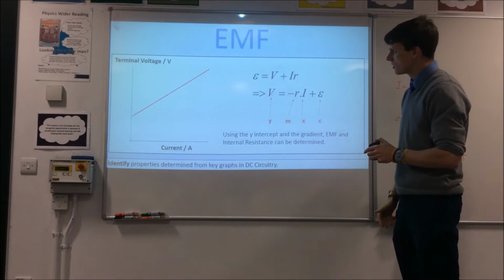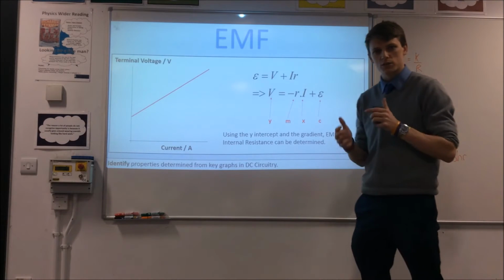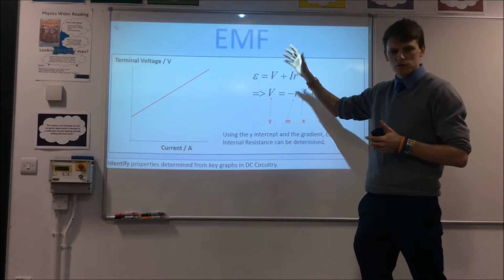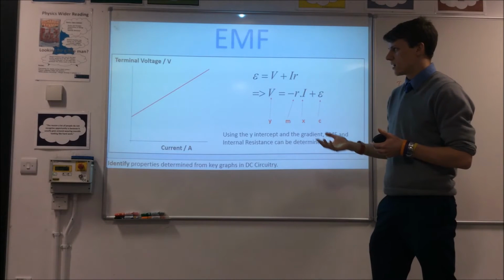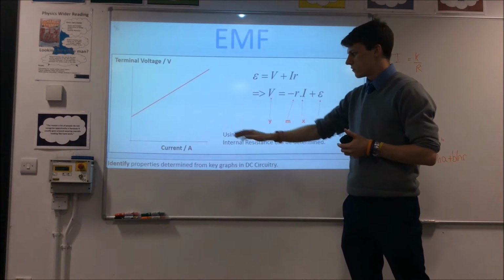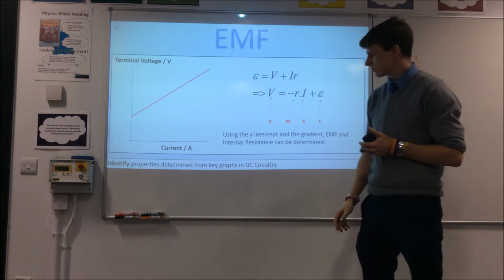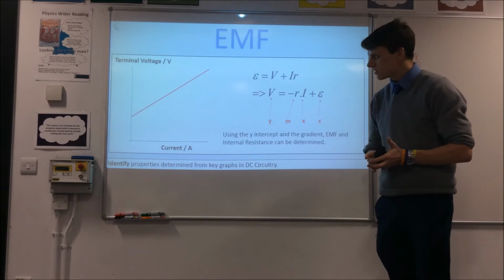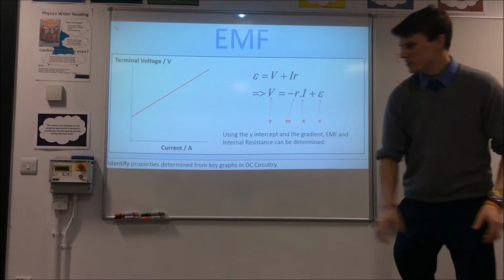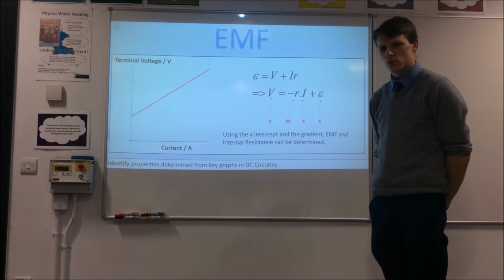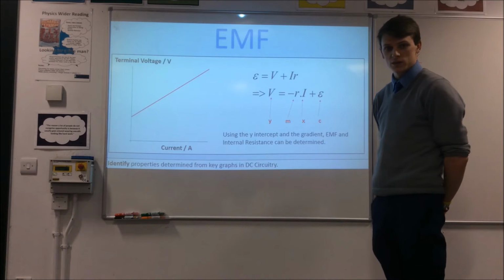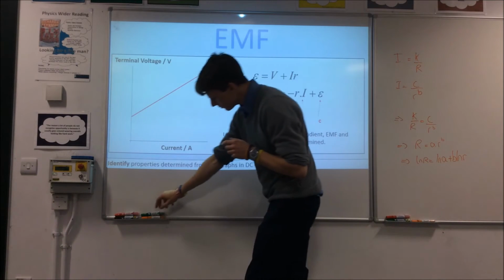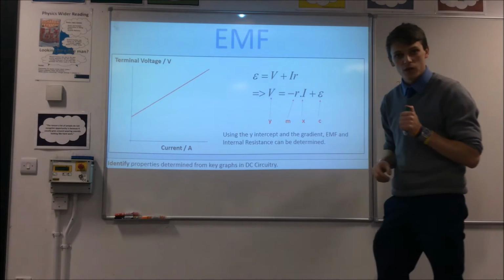Okay, so the last key graph you'll come across with the DC circuitry stuff is the graph to calculate EMF, and it's actually a terminal voltage versus current graph here. One thing you might spot straight away is that although generally speaking the graph looks like it's of the right form, there's quite a big problem with it, and it's something that comes up quite a lot. So let's have a look at what that is.